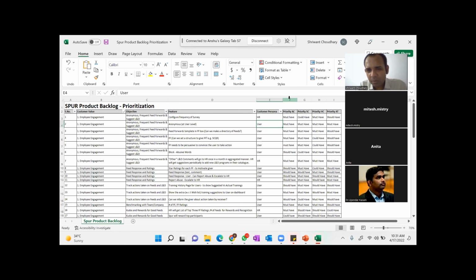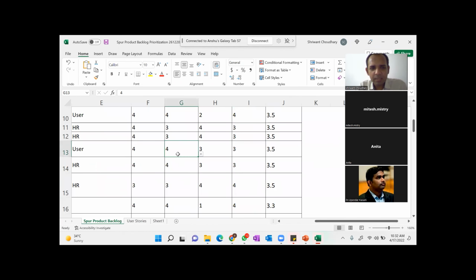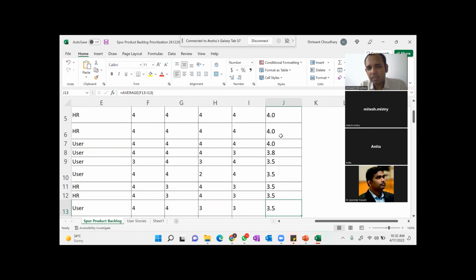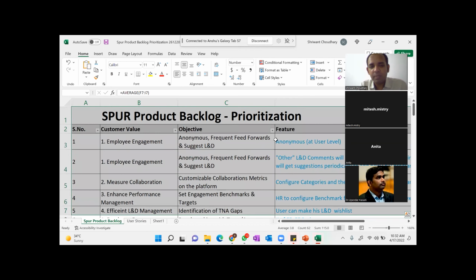So I asked everybody to give a list, and then I converted it into numbers, and then I averaged it out. Okay. And I say that these are the average numbers. Then I prioritized it in descending order. So whatever is at 4, these are the highest priority items. So these 4 things are must-have things for this particular product to achieve its vision.